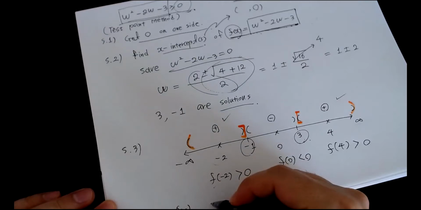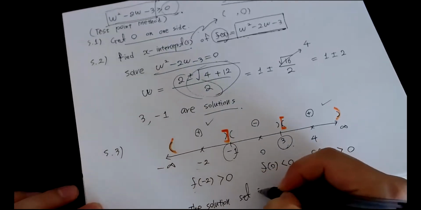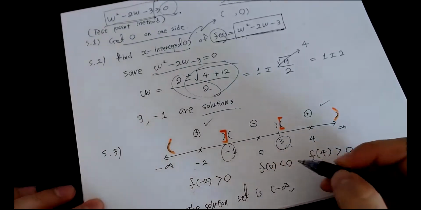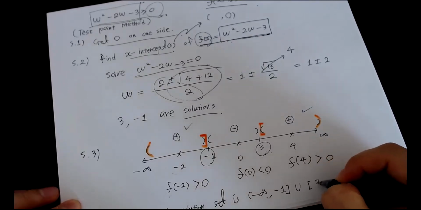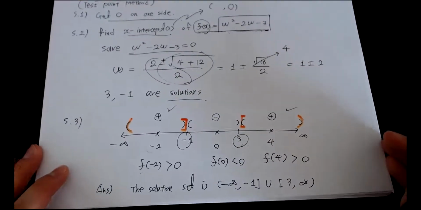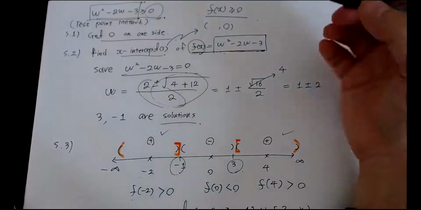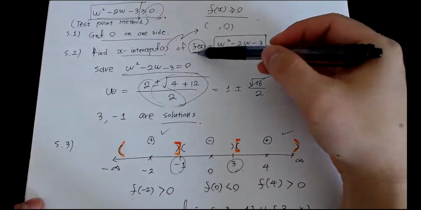So the solution set is -infinity through -1, closed, union, closed interval 3 to infinity. Okay, so keep in mind this. It makes sense, actually, we can figure out the graph of f of x roughly.